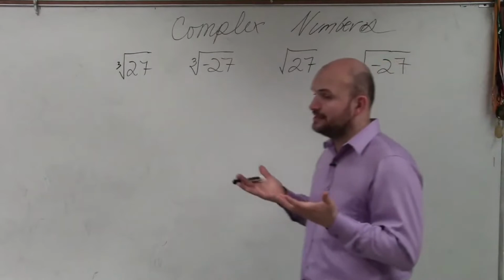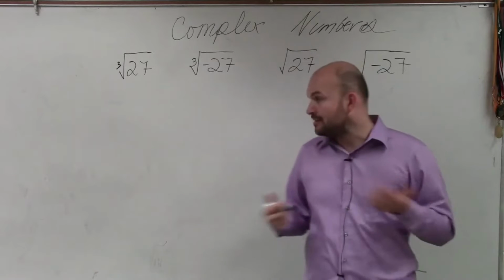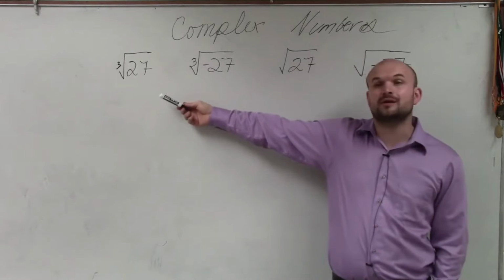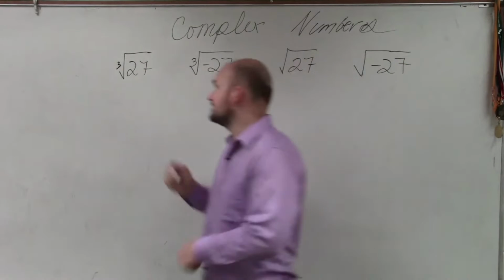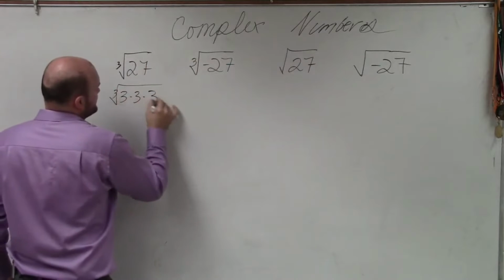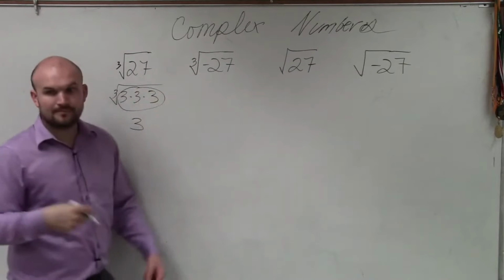We practiced taking the square root and cube roots of numbers, expressions. We did operations. So basically, I just want to remind you guys of what the cube root represents. Cube root is what number multiplied by itself 3 times gives us 27. And hopefully, you guys can see that that can be written as 3 times 3 times 3. So the cube root of 3 times 3 times 3 is just 3.